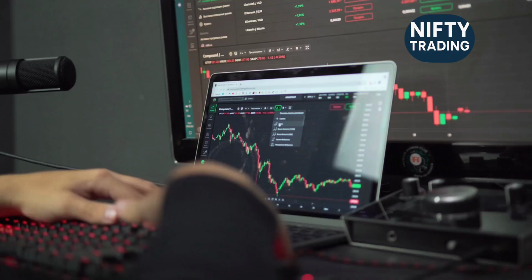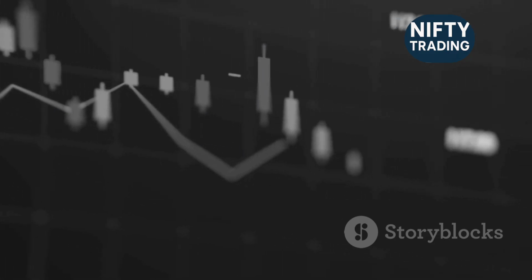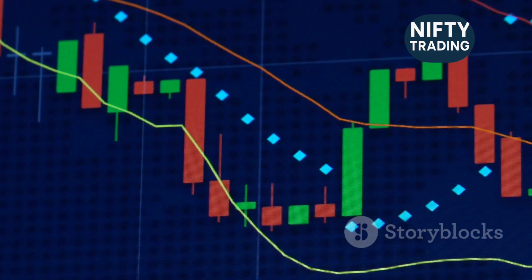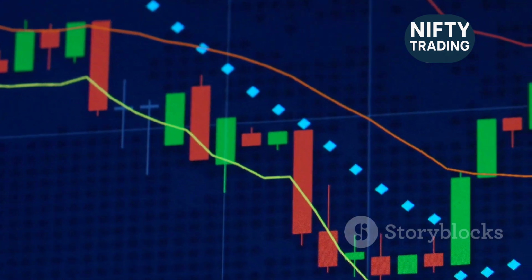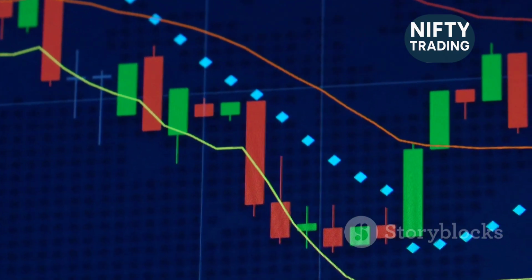Practice is key. Go back on charts, spot patterns, and see what happened next. Learn from both wins and losses to sharpen your skills. The more you practice, the faster you'll spot real opportunities. Don't rely on tips or news. Trust what the chart is telling you. With discipline and patience, candlesticks can become your edge in the market.